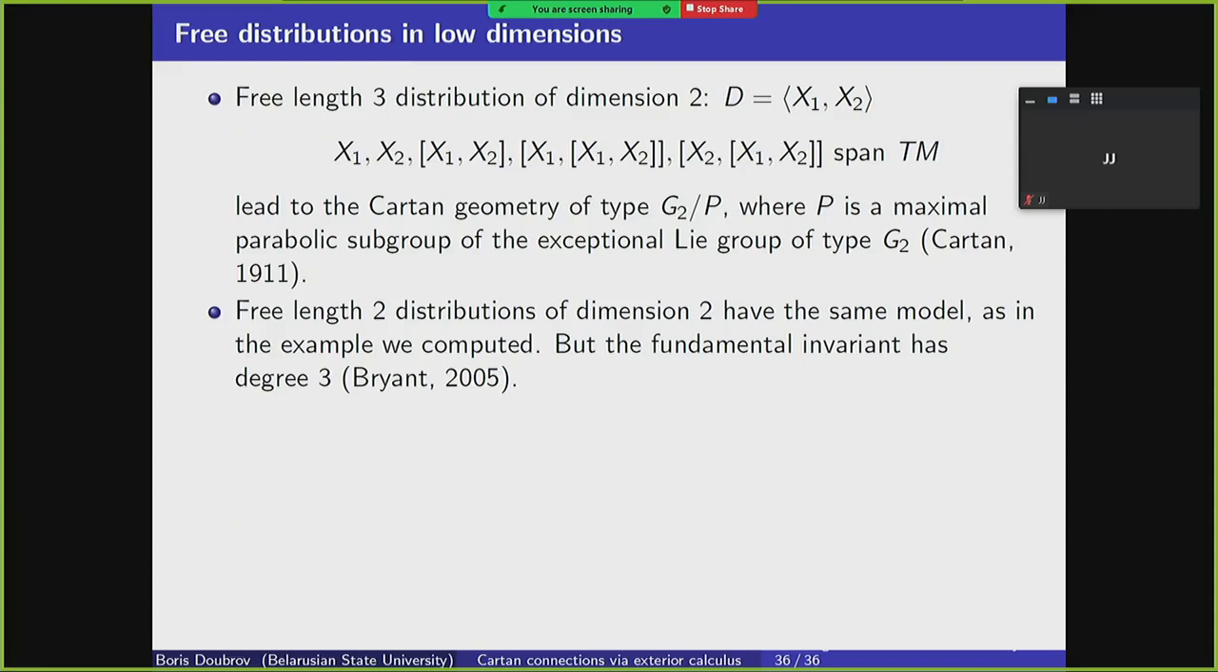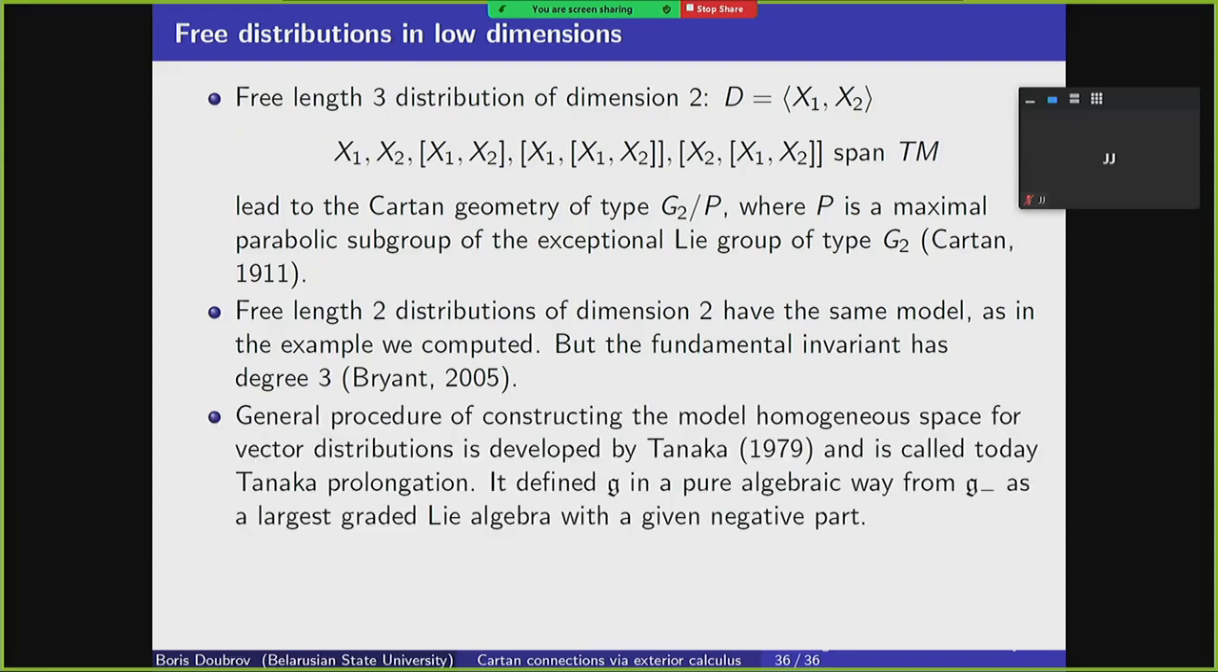So if I were to compute this fundamental invariant for three-dimensional distributions, I would need to do 2 more steps of calculations. It's again not something terribly difficult, but it would take much more time. And finally, I promised to tell how one can actually go to the model from just a vector distribution, and this is due to Tanaka.